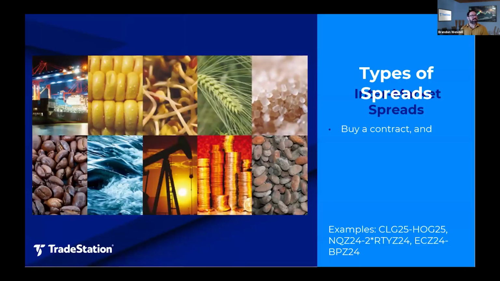So when it comes to types of spreads, again, oh, what happened here? That's interesting. My title got shifted on me.